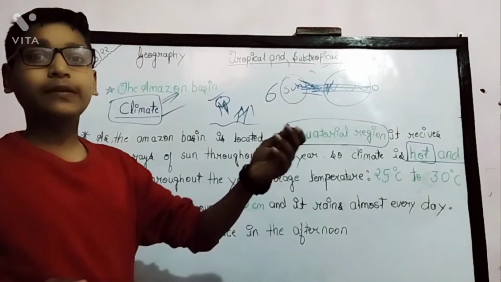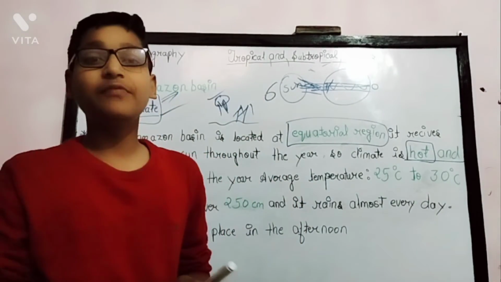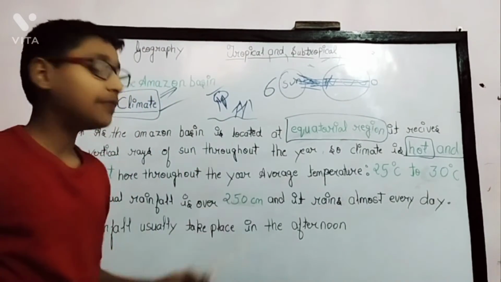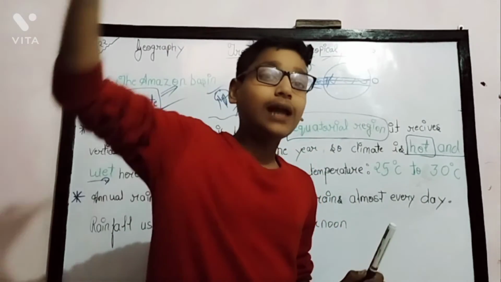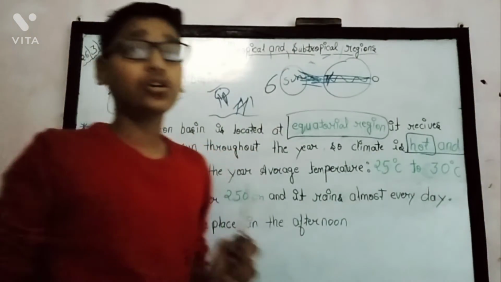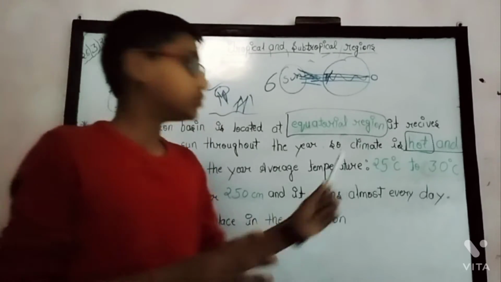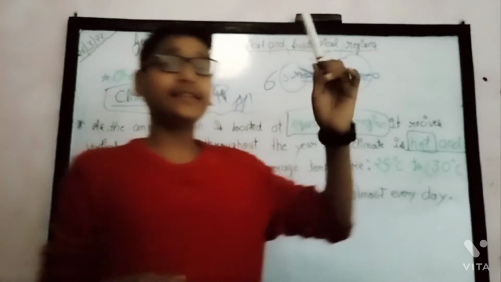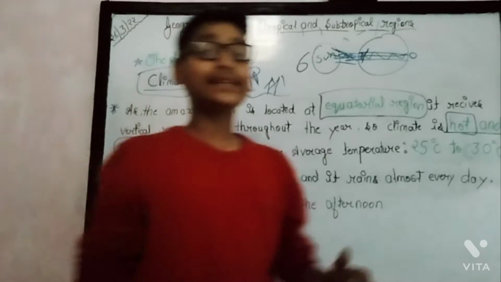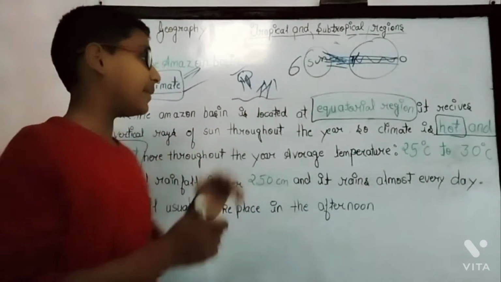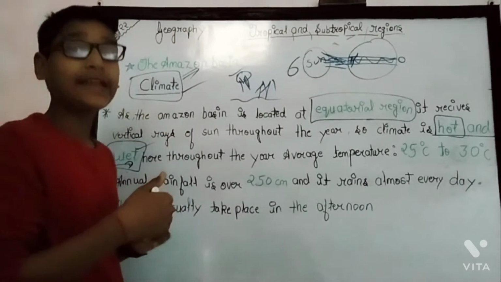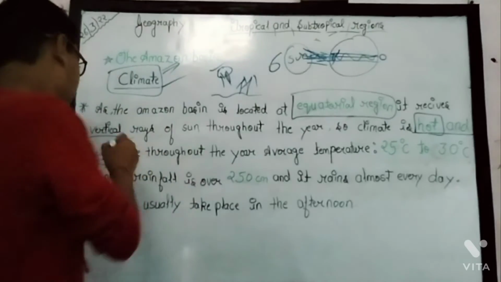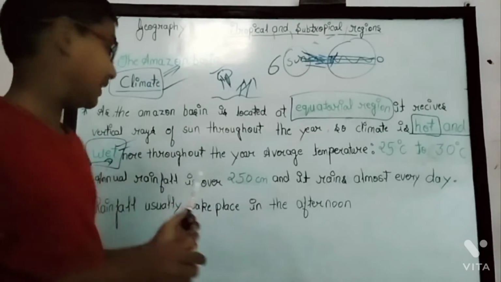The water will form clouds and come down in the form of rainfall. So the water that is evaporated comes down as rainfall in the Amazon Basin. So it is a very hot and wet climate. The Amazon Basin gets very heavy rainfall, so the climate here is hot and wet. As it is on the equatorial region, it is hot, and because of the rainfall it gets, it is wet. I hope you understand why it is hot and wet.